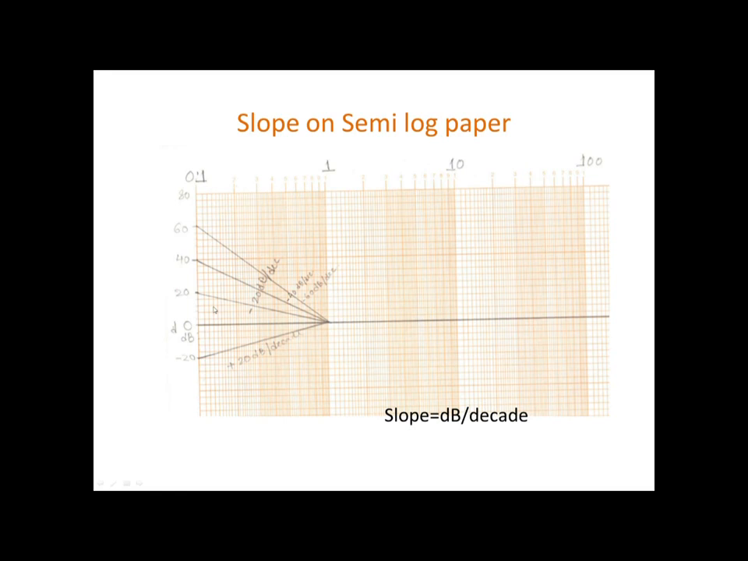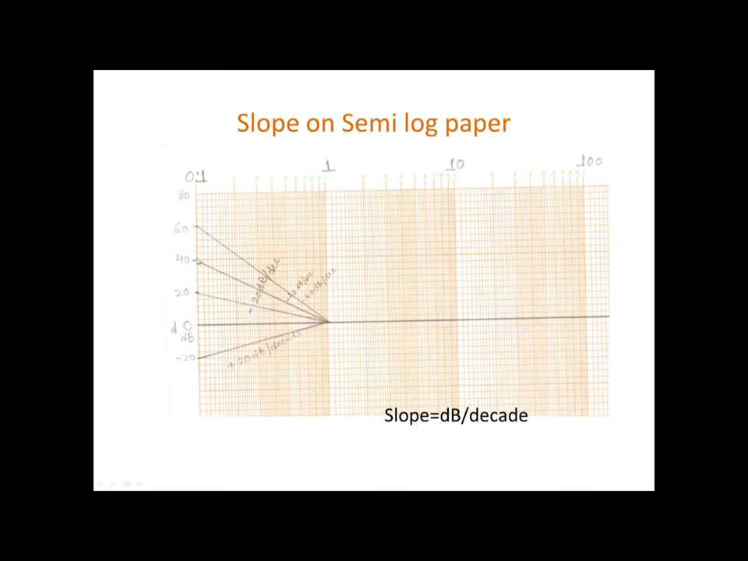So similarly I have drawn the minus 20 dB per decade. That means if you are starting from here, then you have to go 20 dB in the downward direction and then 1 decade to the right hand side. Then you will join the line and the slope will be minus 20 dB per decade. Similarly, from any point you can draw plus 20 or minus 20, plus 40, minus 40 and so on. So for simplicity I have drawn from 20 dB. This is minus 20 dB per decade.